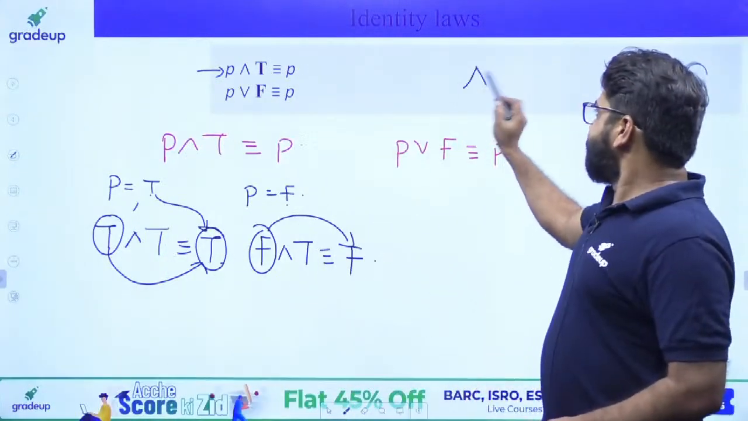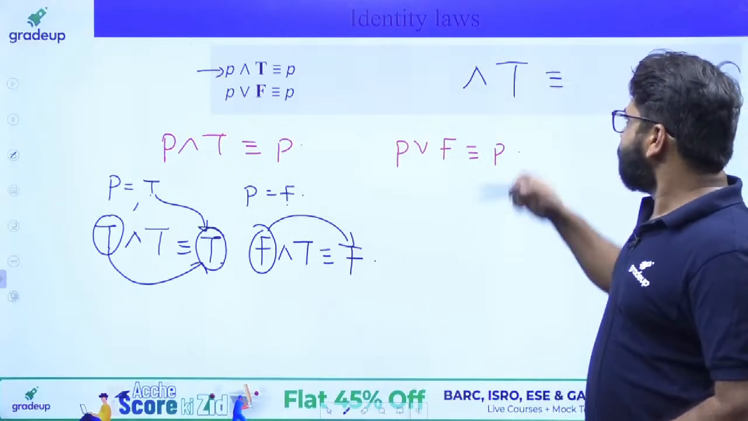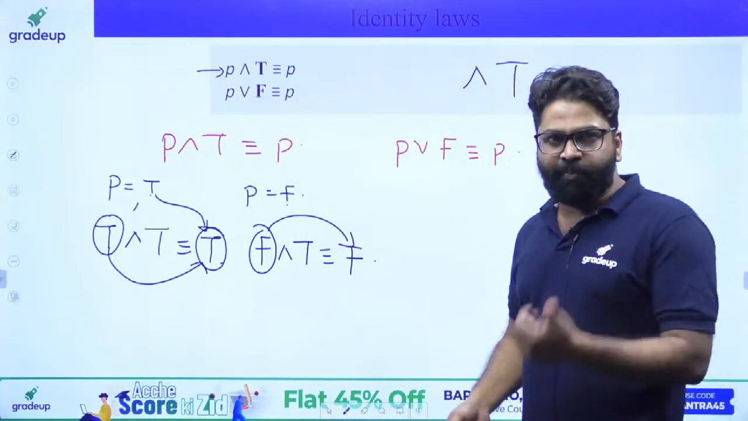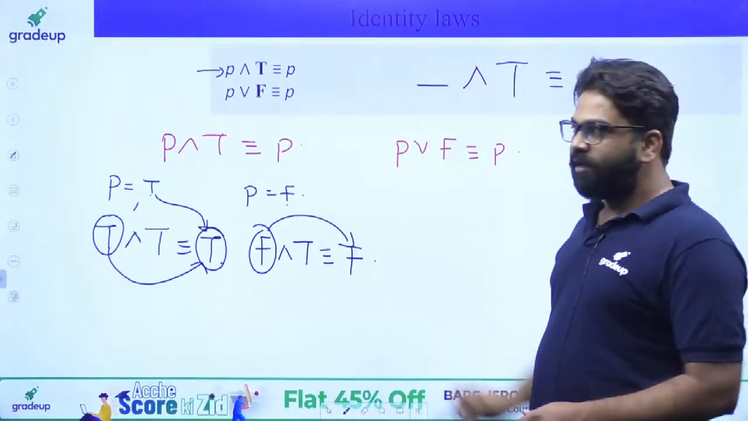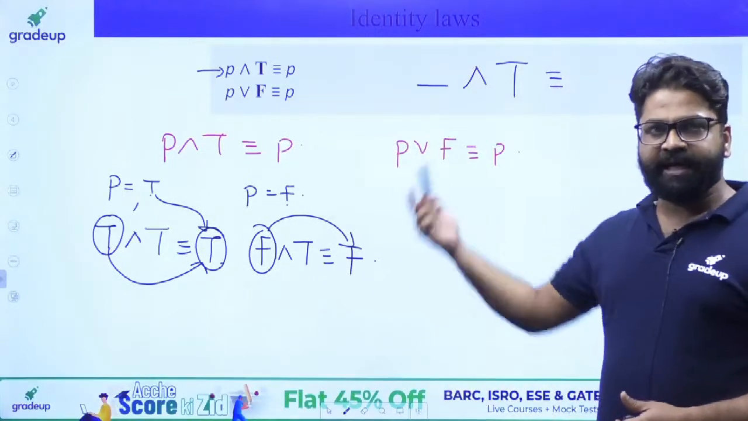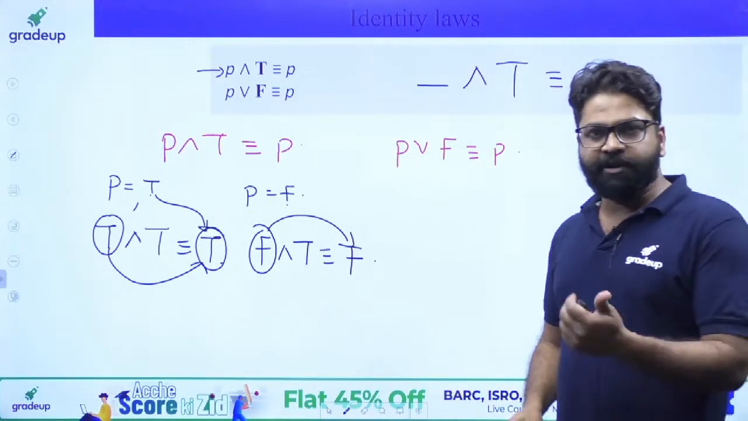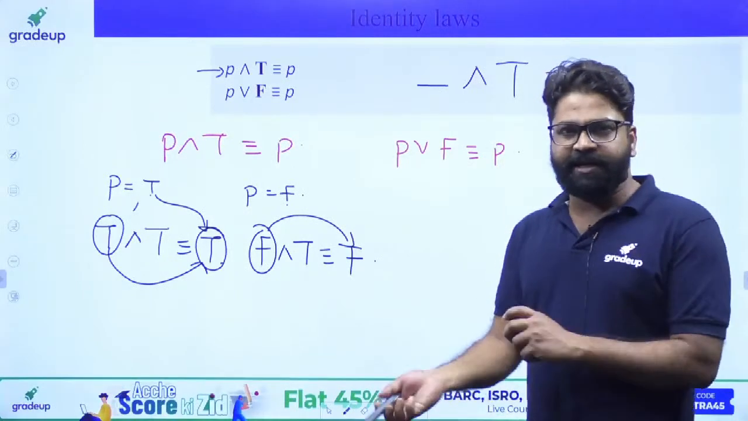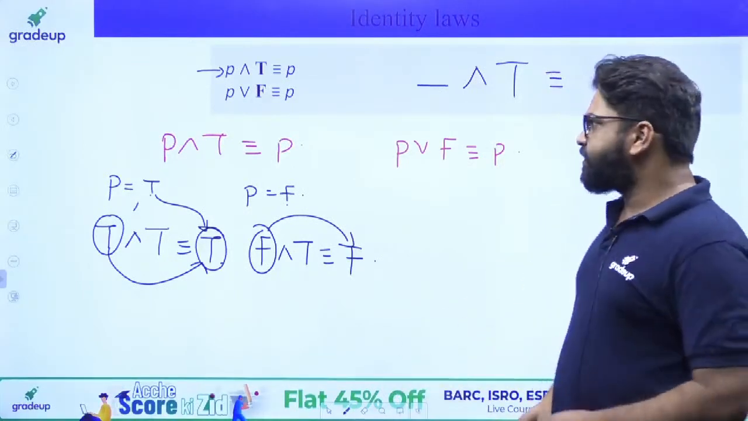As I told you, when you see and true, then obviously it will be totally dependent on that. So case 1, when you take true, you will get the answer as true. When you take false, you will be getting the answer as false. So that's how you can understand when it is logical equivalence or not.